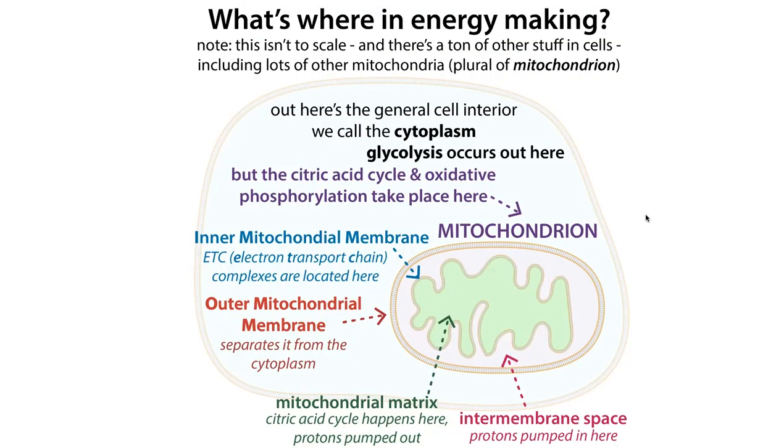First of all, let's talk about where this is all going down. When we talked about glycolysis, that was happening in our cytoplasm. When we talked about the citric acid cycle, and when we talk about oxidative phosphorylation and our electron transport chain and all that stuff, now we're going to be dealing with our mitochondria.